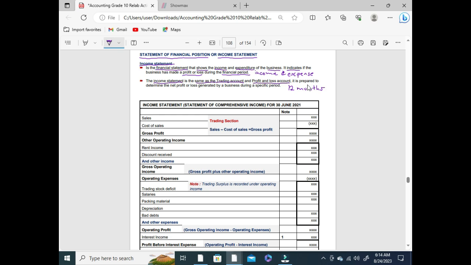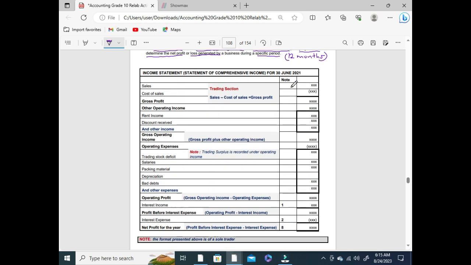So guys, we have prepared ourselves, we have relevant knowledge, and we have relevant skills on how to apply our calculations. So now it's going to be easier for us to complete the income statement, which is prepared to determine the net profit or loss generated by the business during the specific period, which is 12 months. So now guys, we are understanding what an income statement is. So in this video guys, we are going to take a look at the structure of the income statement.